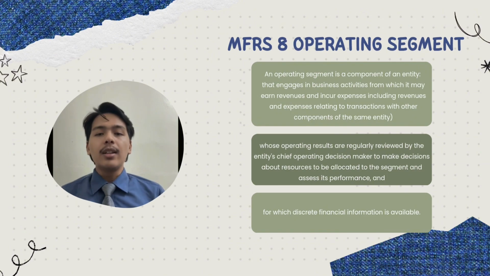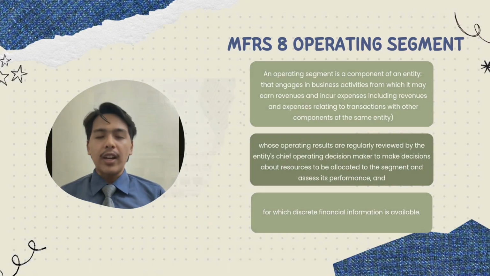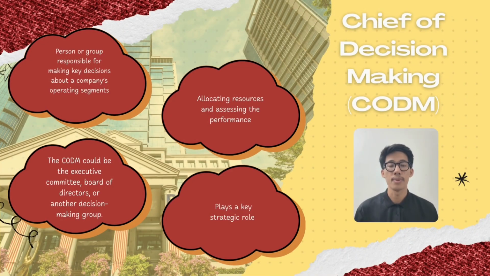In other words, the same information used by the management to make decisions is what is disclosed in the financial statements. Let's talk about the chief operating decision maker. The chief operating decision maker is the person who is responsible for making the final decision about the company's operating segments. They also allocate resources and assess the performance of different business segments.